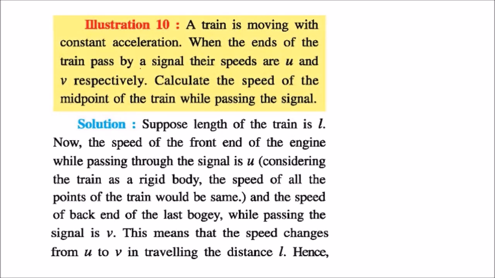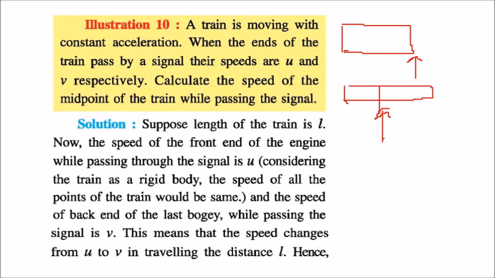A train is moving with constant acceleration. When the ends of the train pass by a signal, their speeds are u and v. Calculate the speed of the midpoint of the train while passing the signal. So the scenario is like this. This is a train and this is the signal. It is starting from here. Then at some point it will reach like this. So the midpoint is coinciding with the signal, and next the train end reaches the signal. This is the direction of movement.